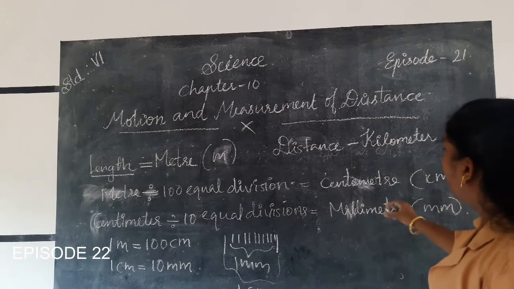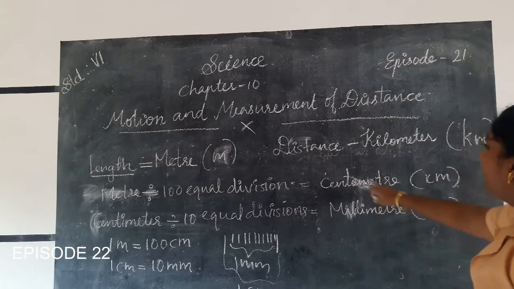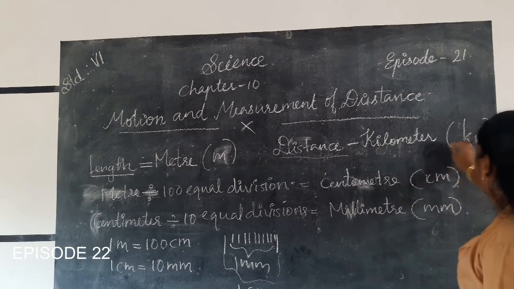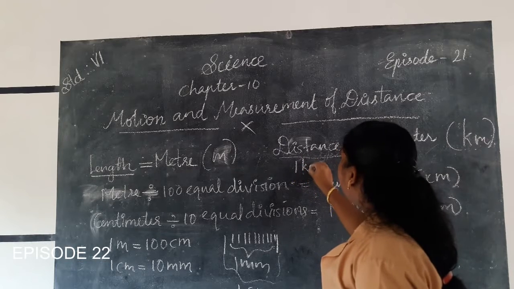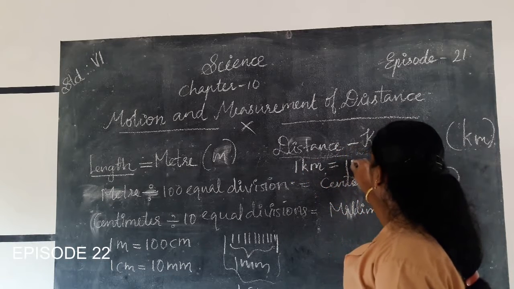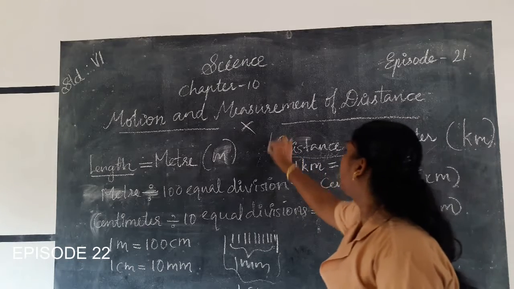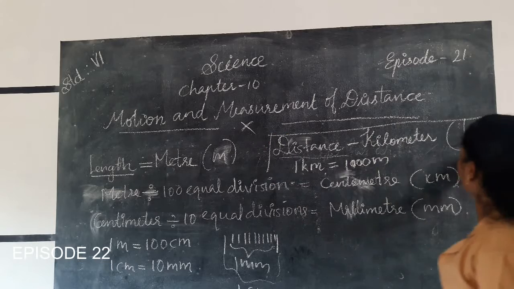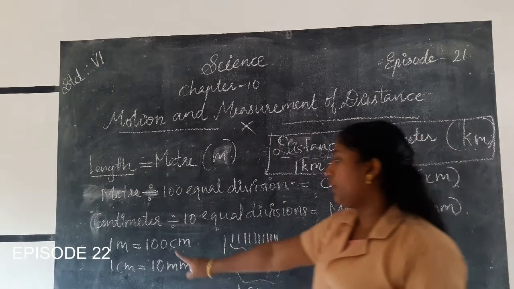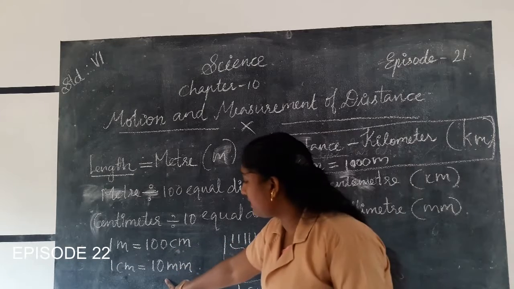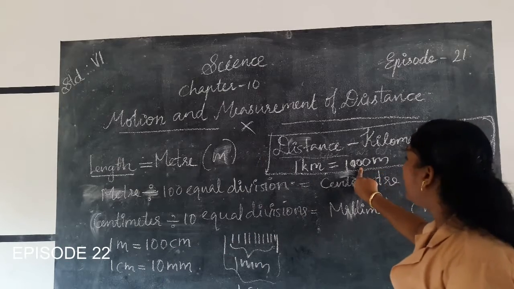Here we know that distance is measured in kilometer. 1 kilometer is equal to 1000 meter. 1 meter is equal to 100 centimeter. 1 centimeter is equal to 10 millimeter. Then 1 kilometer is equal to 1000 meter.